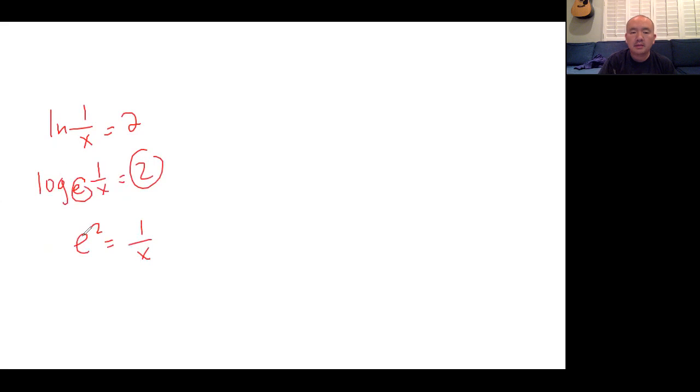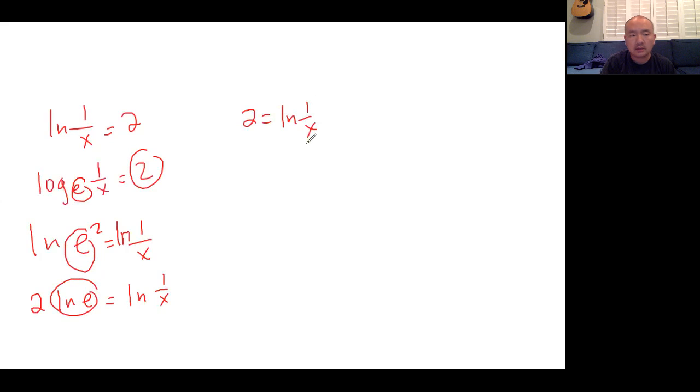All right, now that we have a base e, I'm going to make the ln's both sides here. Okay, so then the ln of e squared is 2 ln e equals ln of 1 over x, correct? So then this becomes 1. So 2 is equal to the ln of 1 over x.